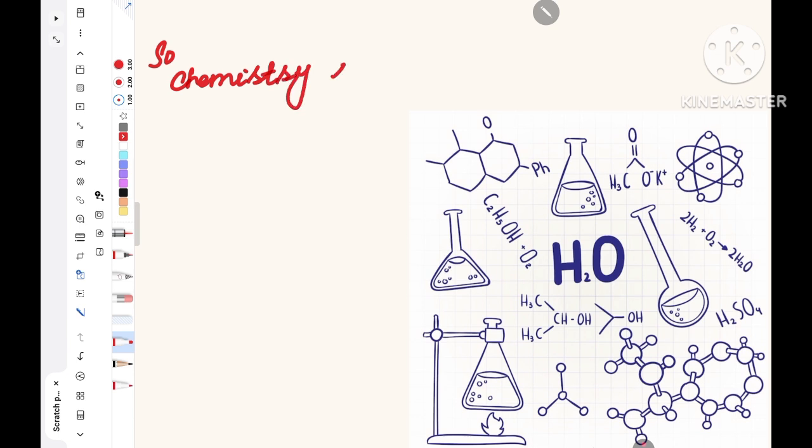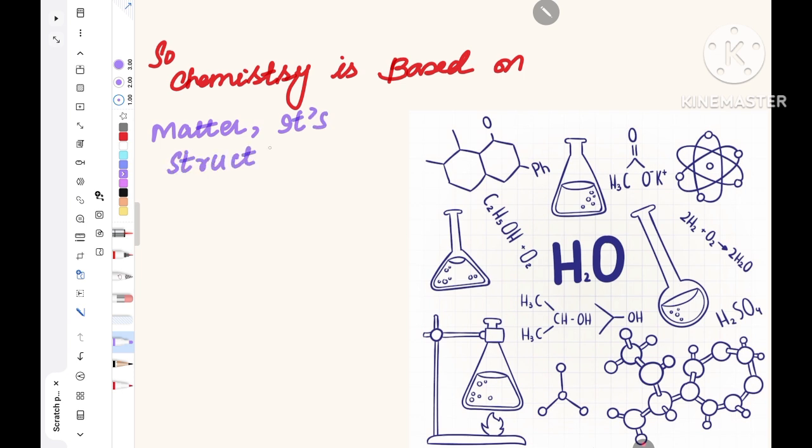So we can say that chemistry is the science that is based on the study of matter, its structure, chemical composition, and its properties. So that's all.